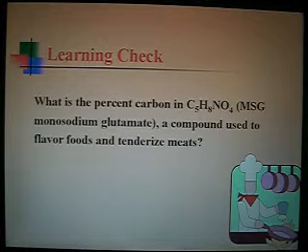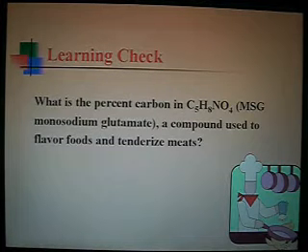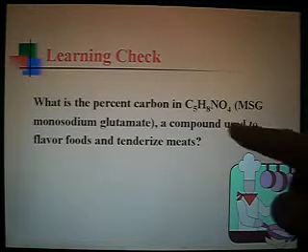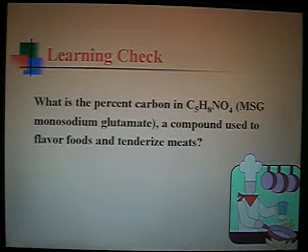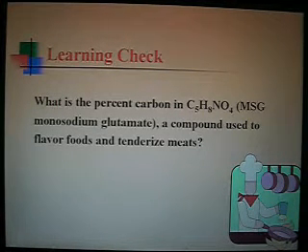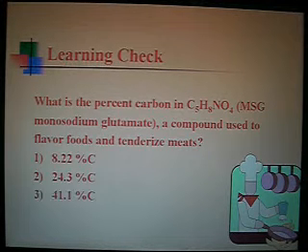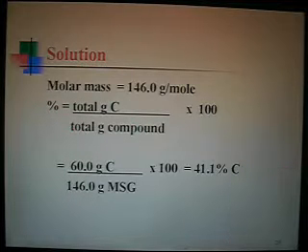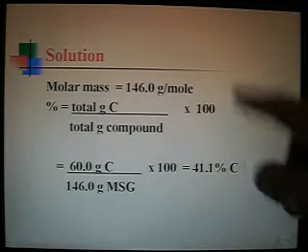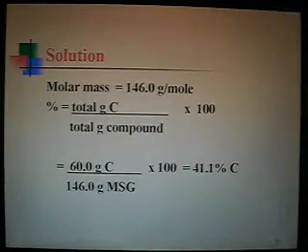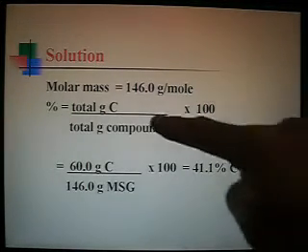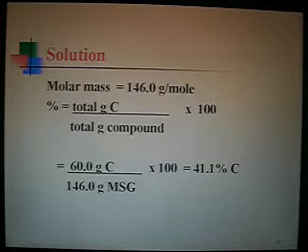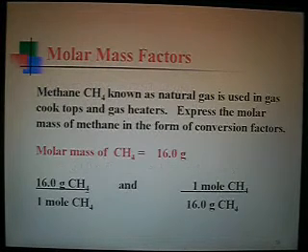And lastly, we'll do a percent type of problem. In this unit, it's pretty much types of problems that you have to memorize how to do. So in this situation, you have C5H8NO4, monosodium glutamate. What you want to do is calculate the total percent of carbon in the molecule. The way you do that is you take the molar mass of the entire compound and you break it down: total grams of carbon divided by total grams of the compound times 100, and that'll be your percent.